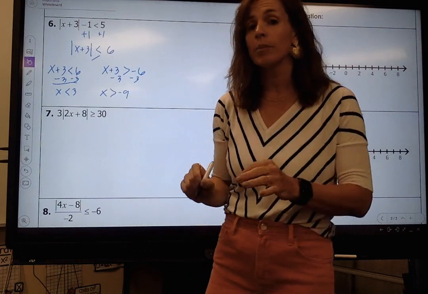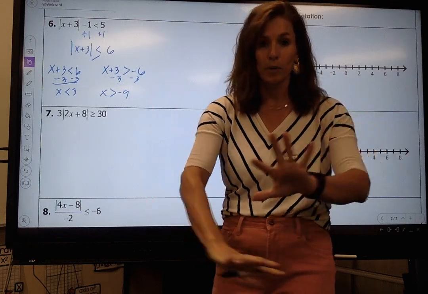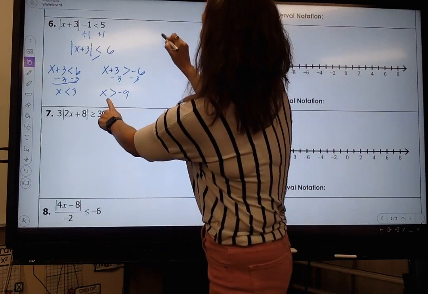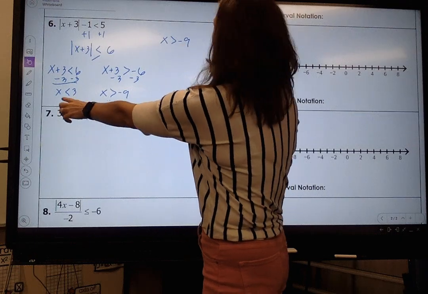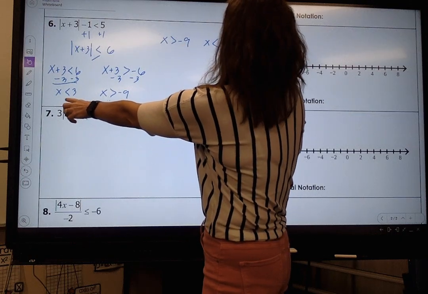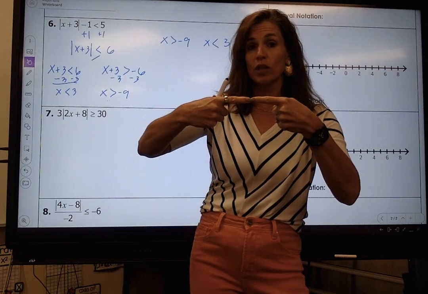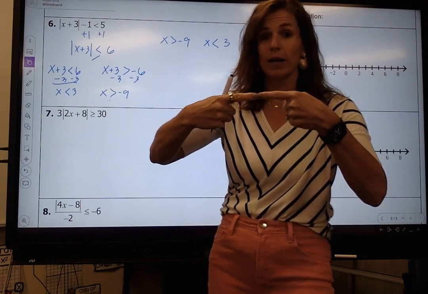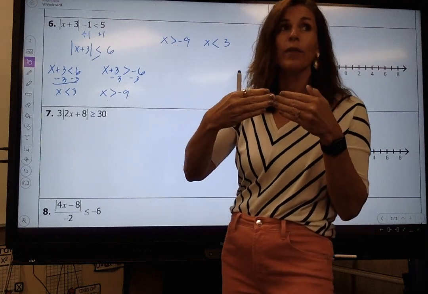I look at my target numbers, 3 and -9. They're not ordered least to greatest, so I'm going to rearrange them. I'm going to put x is greater than -9 here, and then I'm putting x is less than 3 here. I'm not changing anything. When they're in this position, I can see that the arrows are going towards each other, so I know that's an and statement, right? That's not how I write an and statement. I'm just setting it up for that graph.